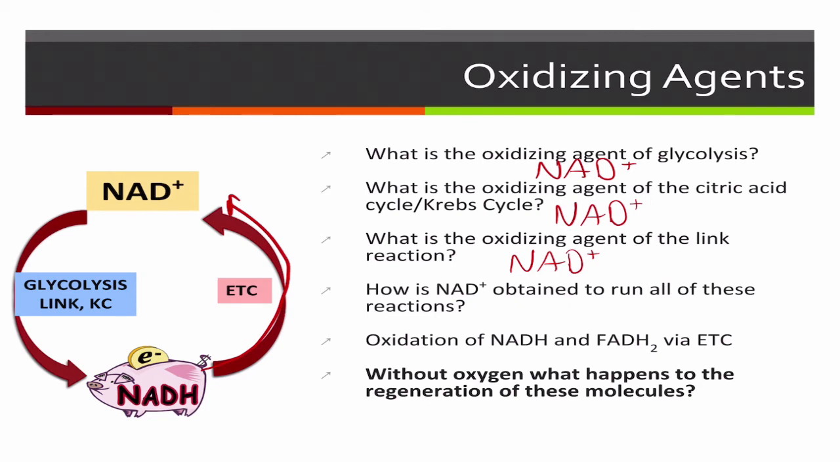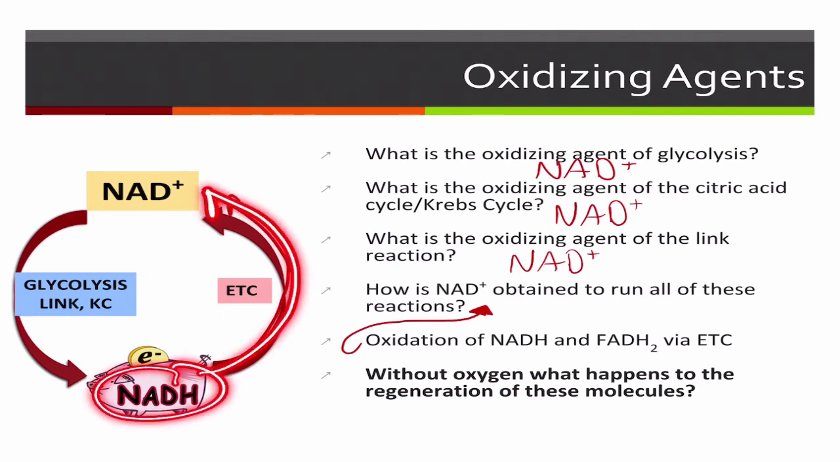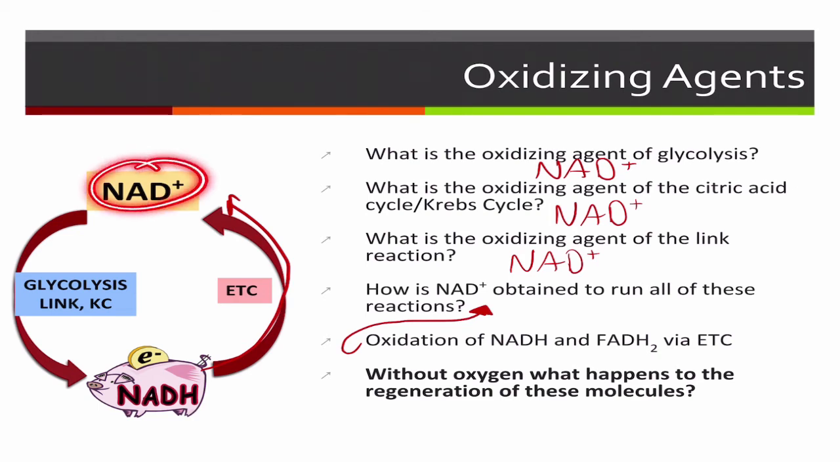How is the NADH obtained to run all of these reactions? Well, this NAD+ is coming back after it's been emptied during the electron transport chain. It takes the H's out of the NADH and sends it back as NAD+, so you can reuse it again. So it's actually being returned from the electron transport chain. You can see the cyclical nature of this thing. Right, oxidation of NADH and FADH2 via the electron transport chain. That's the answer for this one. Should be bullet pointed in.